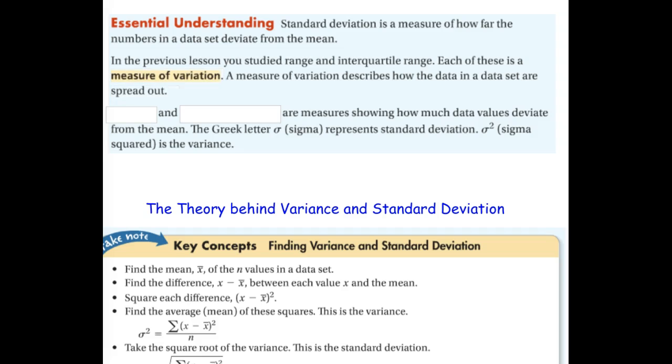All right, so standard deviation is a measure of how far the numbers in a data set deviate from the mean. In the previous lesson, we studied range and interquartile range. Each of these is a measure of variation. A measure of variation describes how the data in a data set are spread out. So our two new terms, variance and standard deviation, are measures showing how much the data values deviate from the mean.